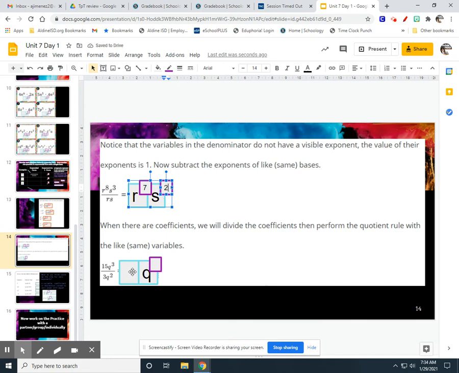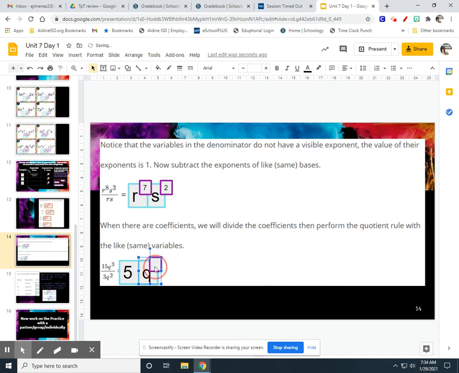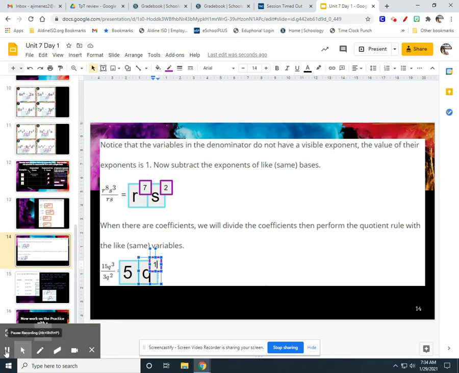Now, when we have coefficients, we actually do the quotient. Quotient means to divide, so that means I would divide 15 by 3. And then I subtract the exponent. 3 minus 2 is 1. All right. Okay, so let me pause there, and then let's take a breather, a little mental break right now, and we're going to go on to the last rule for the day.